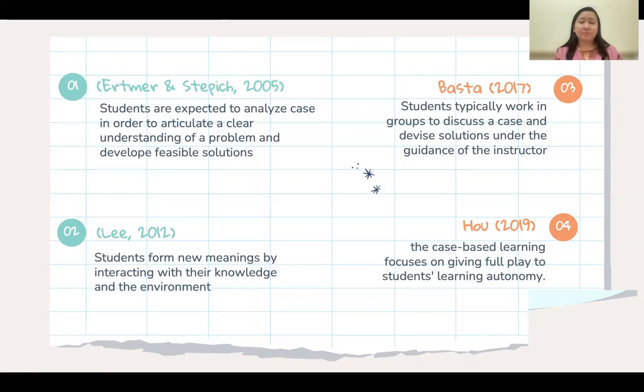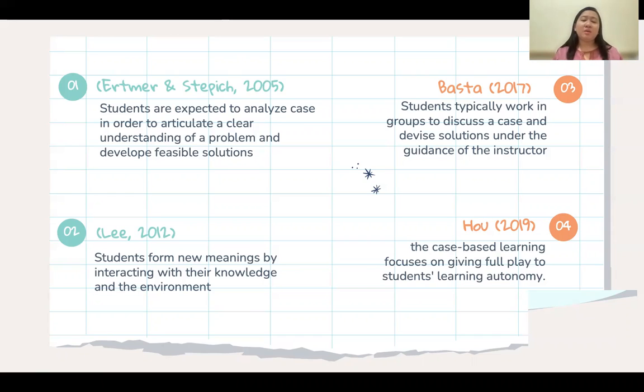So here, based on Lombardi, using case-based learning, students can improve their skill in analyzing and finding the solution.